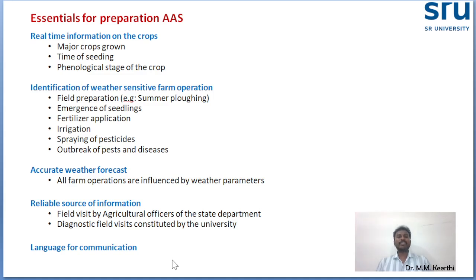Okay, what are the essentials for preparing agro advisory services? Real-time information on the crops is very important: the major crop growth, time of seeding, phenological stages, field preparation, emergence of seedlings, fertilizer application, irrigation, from sowing up to harvesting. Everything needs to be detailed, along with what operations you are planning and what the reliable source is.